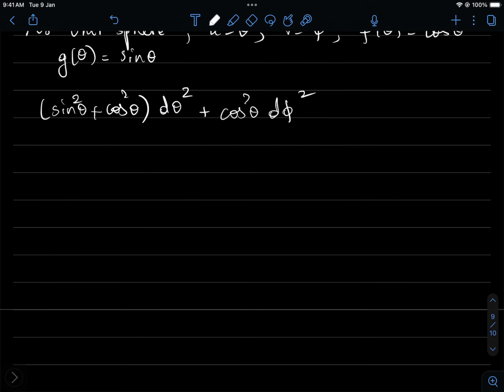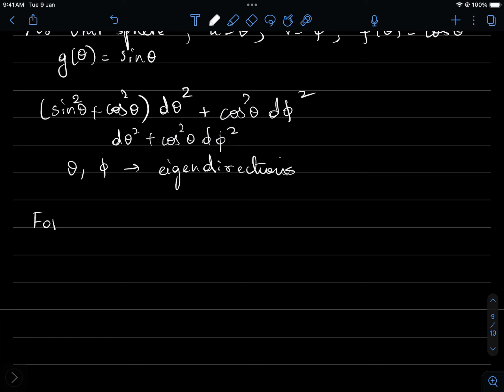So what is the second fundamental form? d theta square plus cos square theta d phi square. You can see from this expression that theta and phi are the eigen directions for the second fundamental form. We don't have the M component, so theta and phi are the eigen directions of the curvature.